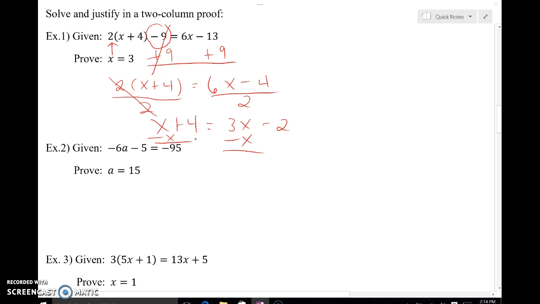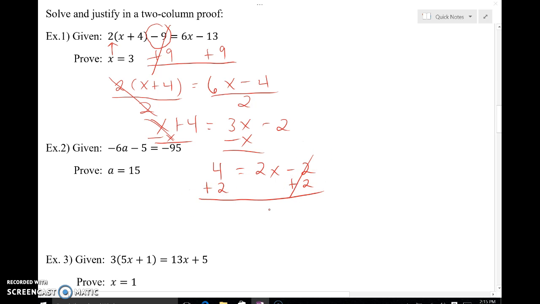X minus x is 0x. So those two things cancel out, and I'm left with a 4. And 3x minus x leaves me with 2x minus 2. So now I'm going to continue to try to isolate my variable. So everything that's not a variable has got to go to the left side. So how do I get rid of minus 2? Inverse operation, add 2. And I got to make sure I do that to both sides here in order to keep it balanced and equal.